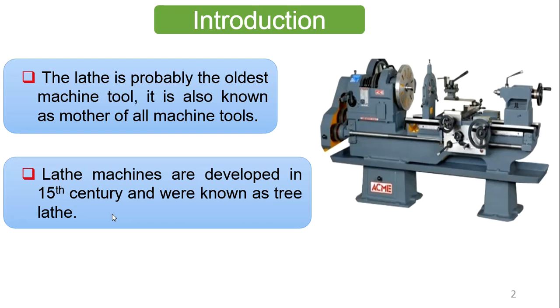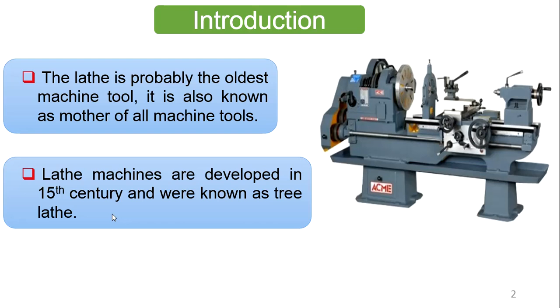It is called the tree lathe because the rope is wound around the workpiece and one end of the rope is attached to the flexible branch of a tree and the other end is pulled by a man. Because of this pulling, it gives an intermittent motion to the workpiece. Then another man with some hand tools performs operations on the workpiece. Later on, instead of the flexible branch of a tree, a support is used.